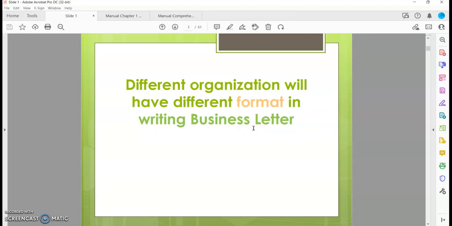So basically, the reason why students are introduced to this subject is to give an idea of what information we should include in the business letter. Later on, when you work in a particular organization, you might adapt to that organization, but the basic information for a business letter is the same. It's just a matter of style and the positioning of the parts of the business letter. Okay, so now let's have a look at the format in writing a business letter.